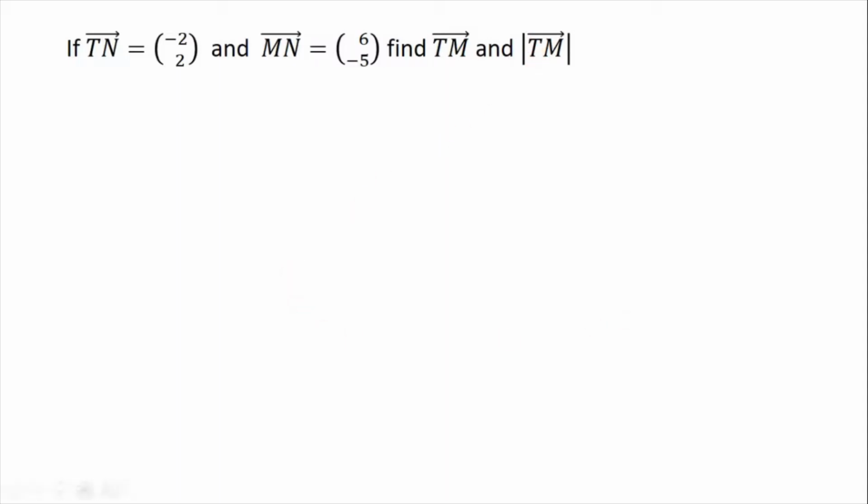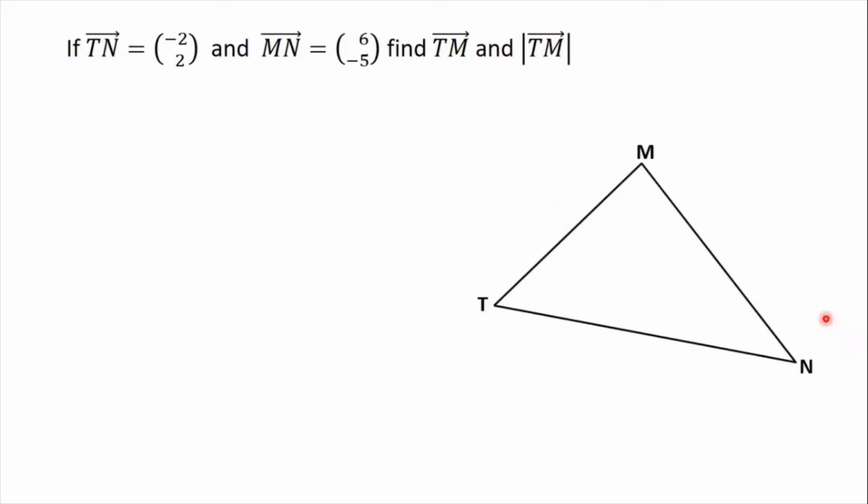Okay, so in this case too, the 3 points concerned here are T, N, and M. So I'll use those 3 points to draw a diagram or a triangle here. The vector we are looking for is TM. So this is the vector we are looking for. So vector TM is our resultant vector because that is the vector we are looking for.